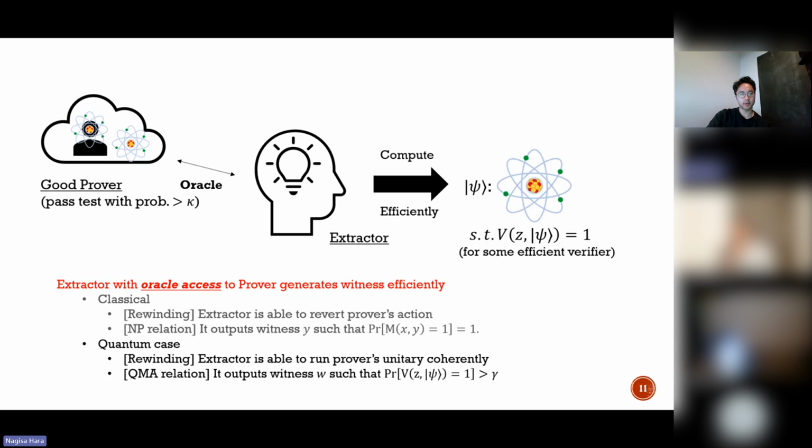And also, we can define the QMA relation. The extractor must output a witness W such that the probability of a fixed verifier accepting must be larger than a fixed probability gamma. In order to define the accumulation, you have to choose some fixed verifier V and gamma. So that's a small change from the classical setting, but basically a similar definition.